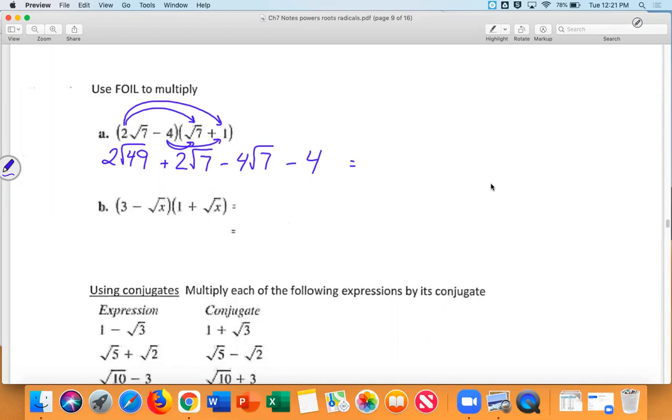2 root 49. Square root of 49 is what, Lance? 7. So 2 times 7 is? So that 2 root 49 became 14. Now I have 2 root 7 minus 4 root 7. That's going to be minus 2 root 7.